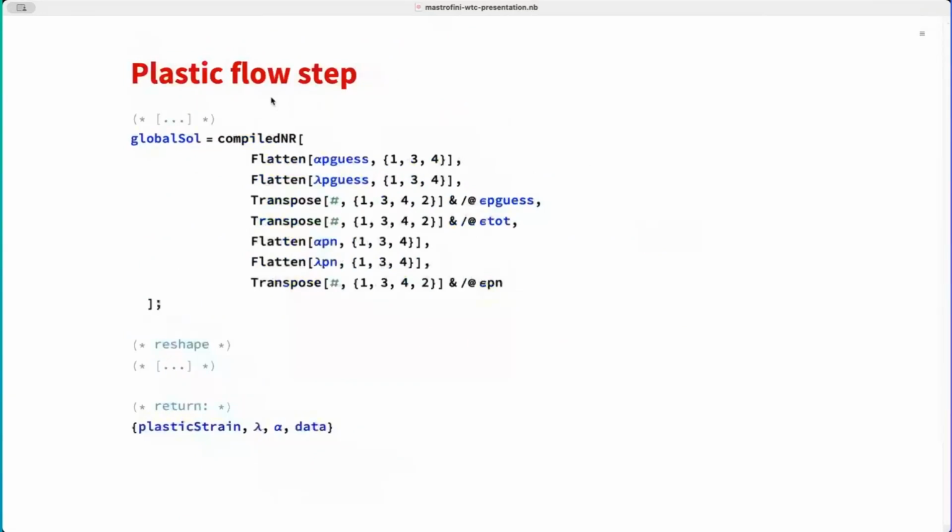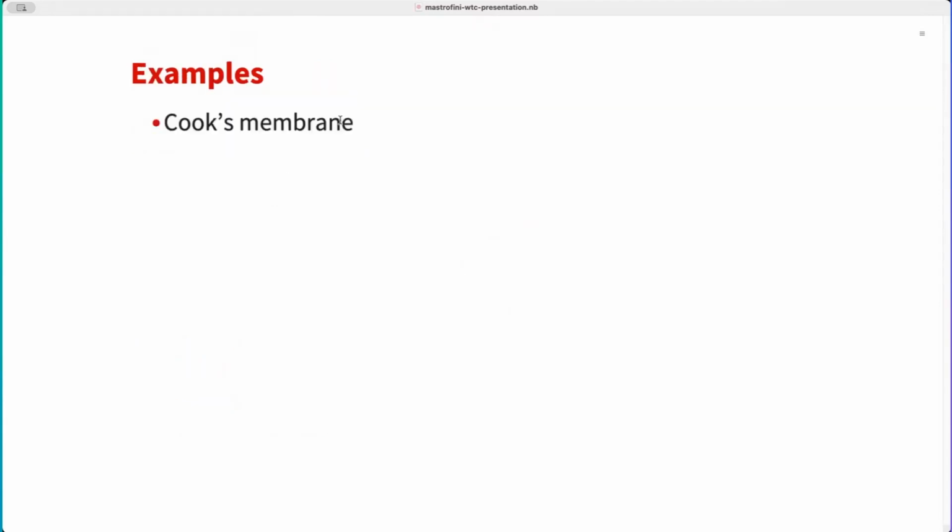Another advantage of these compiled functions is that they can be parallelized over the integration points, and we can solve this with a single kernel that is optimized for this type of solution. Okay, let's go into a final example that shows us how this can be useful.